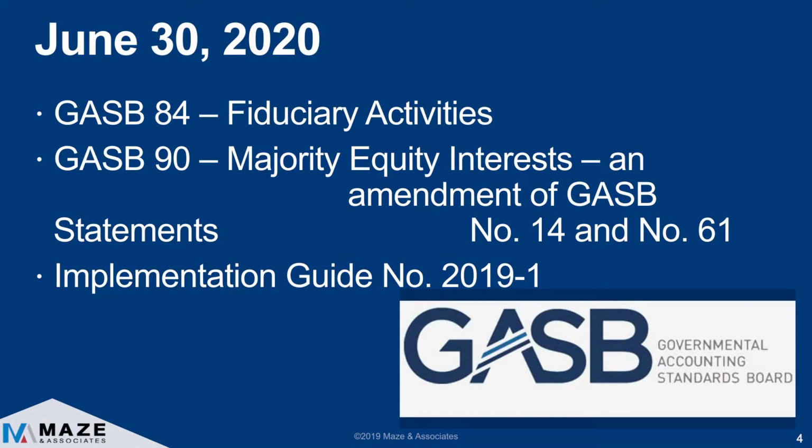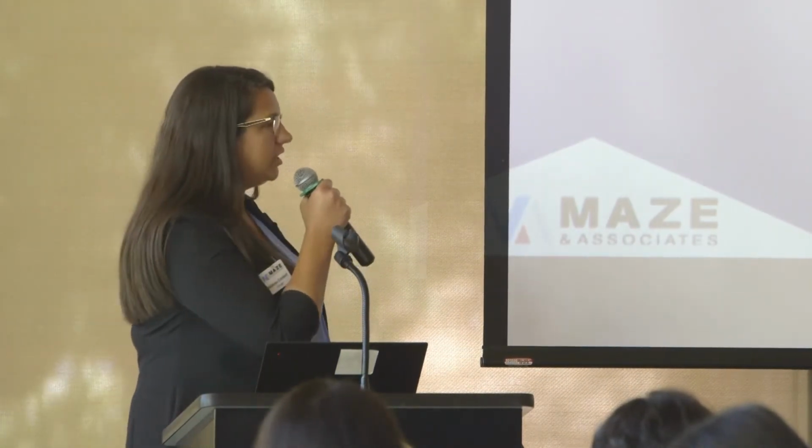And then in fiscal year ending June 30, 2020, there's another two GASBs. So there's GASB 84, which is fiduciary activities. And then there's GASB 90, which is majority equity interests, which is an amendment of statements 14 and 61. And then there's another implementation guide, 2019-1.